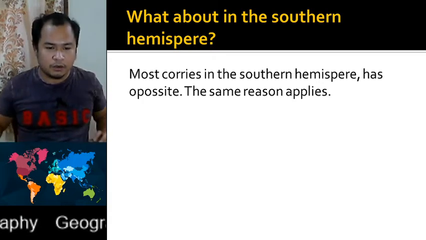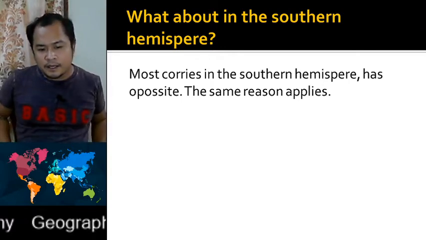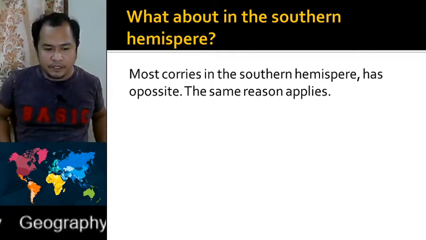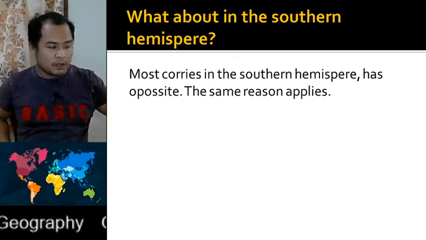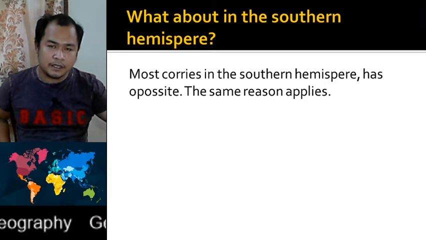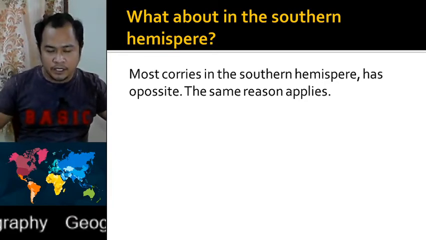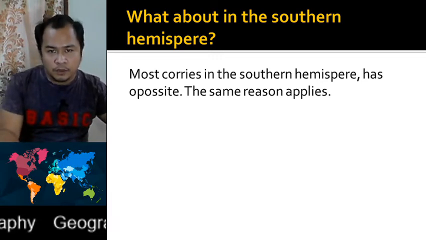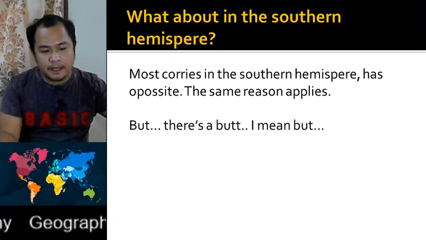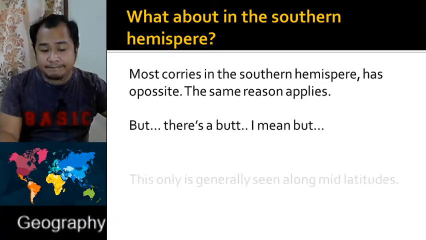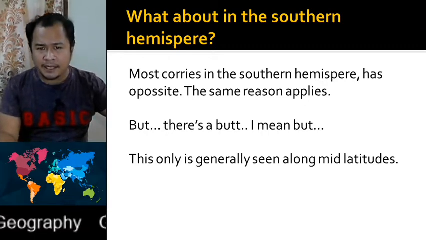As I mentioned a while ago, what happens to the southern hemisphere? The quarries in the southern hemisphere have the opposite. The same reasons apply, so most of their quarries will be facing southwards, and the northern areas will have more sunlight. Most of the slopes will be facing south. But this is only generally seen along the mid-latitudes.